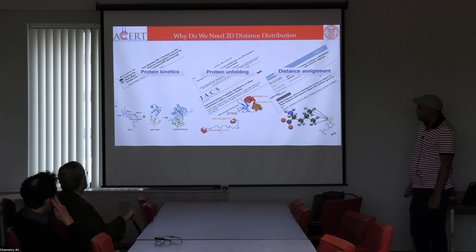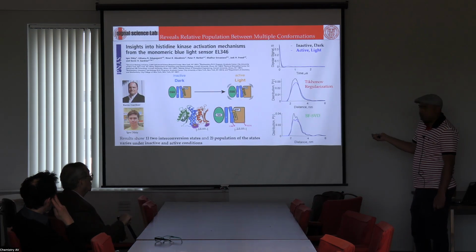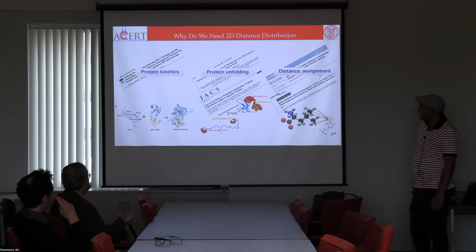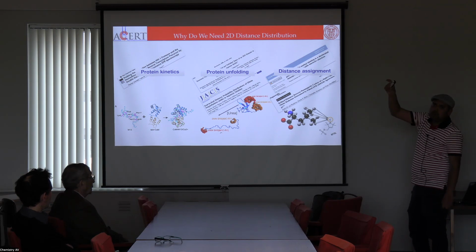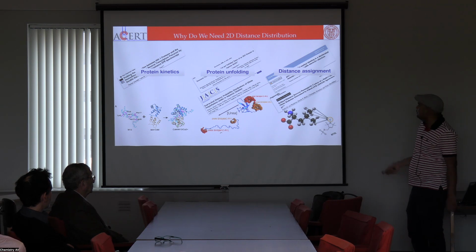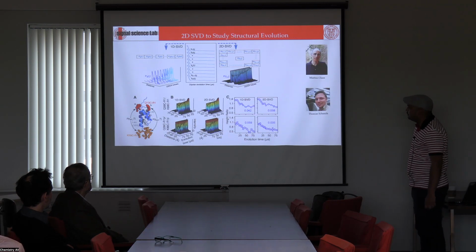And that leads to the next point. This is 1D. Can we extend to 2D? Because we need to do protein kinetics, protein folding, and distance assignment. Spin labels you can attach at two locations. Can we actually use more spin labels? So distance assignment becomes an important part.